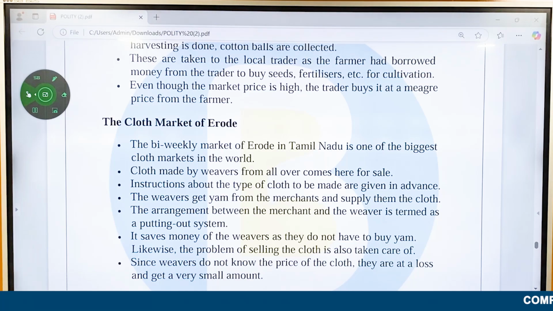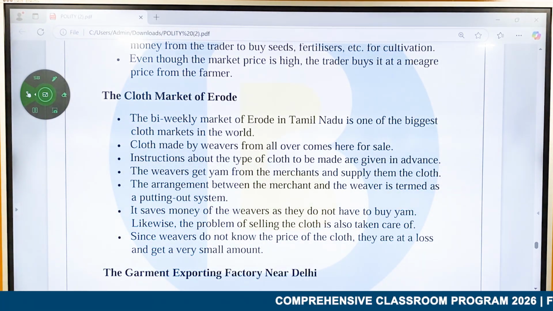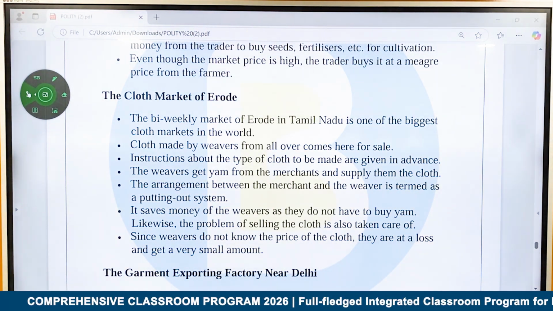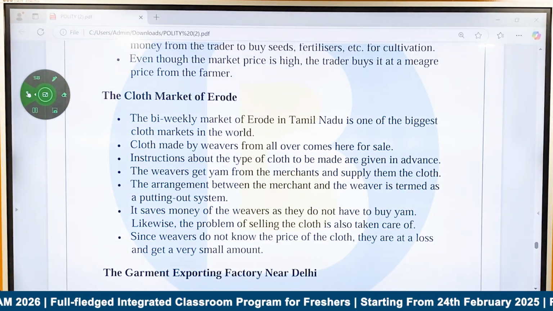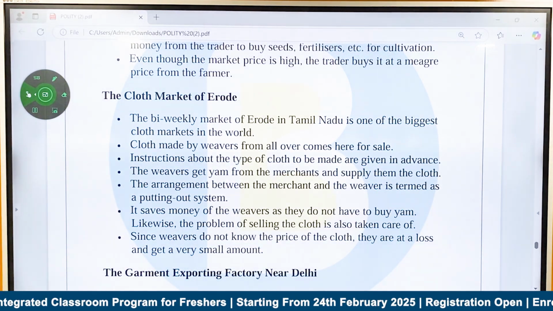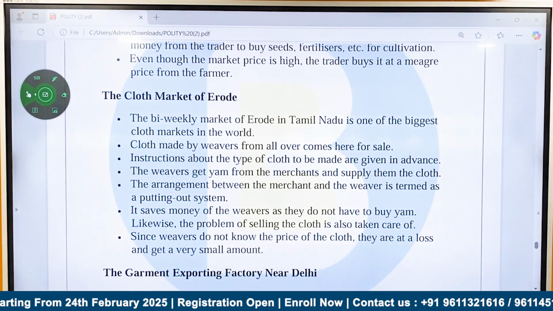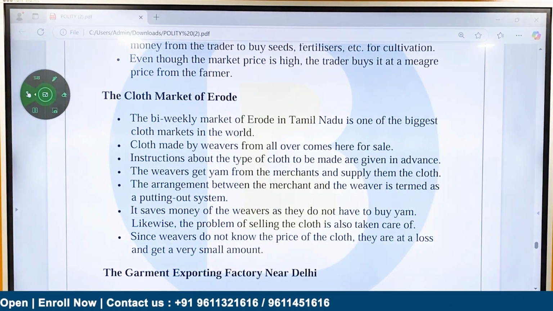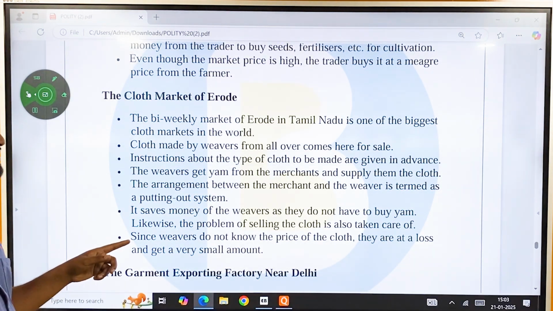Then the cloth market of Erode. Okay, the bi-weekly market of Erode in Tamil Nadu is one of the biggest cloth markets in the world. Cloth made by weavers from all over India comes here for sale. Instructions about the type of cloth to be made are given in advance. The weavers get yarn from the merchants and supply them the cloth. The arrangement between merchant and weaver is termed the putting out system. Putting out in the sense that the raw materials are given by the traders or the merchants.